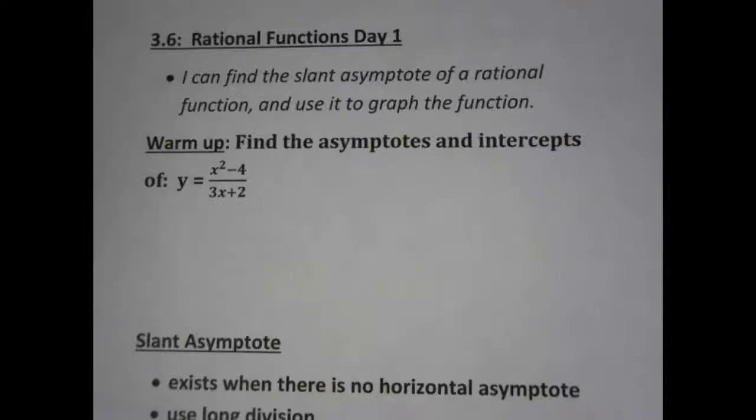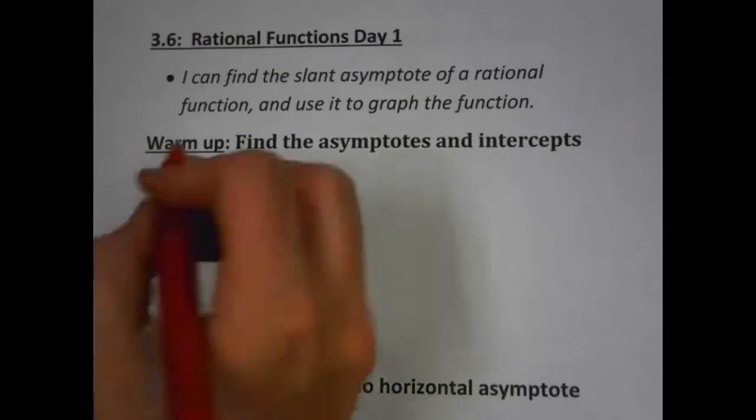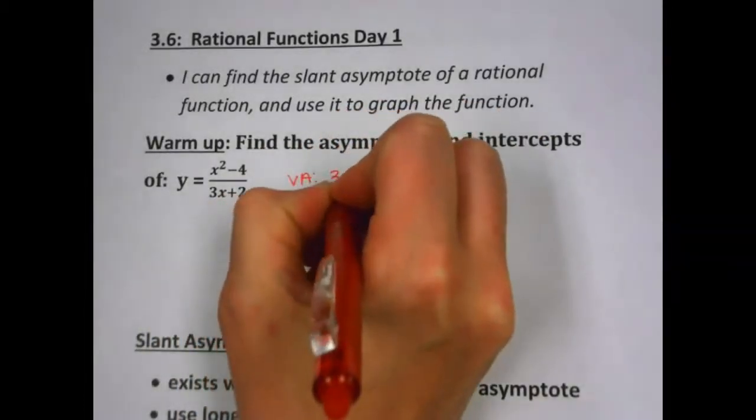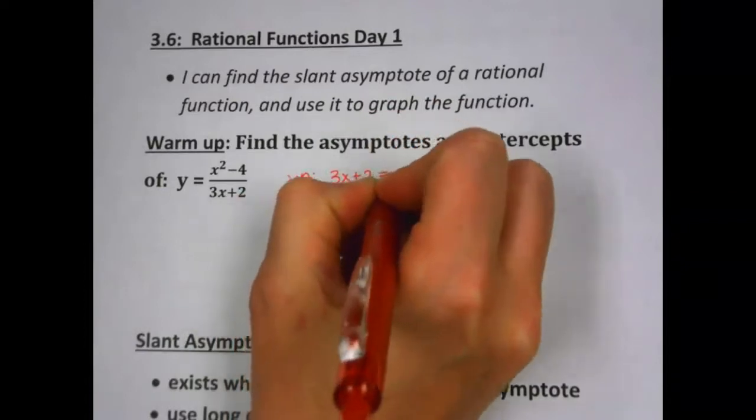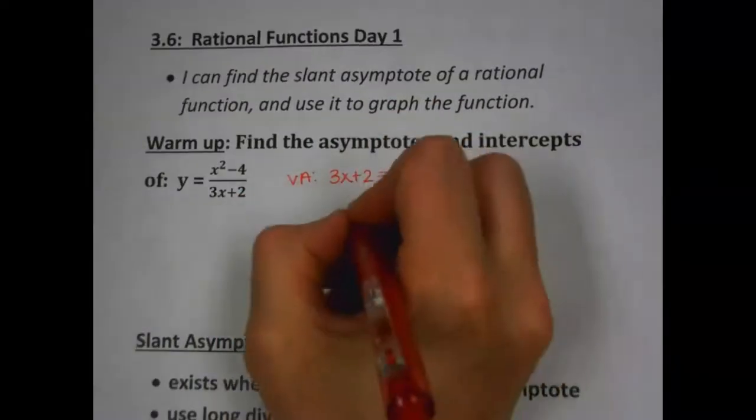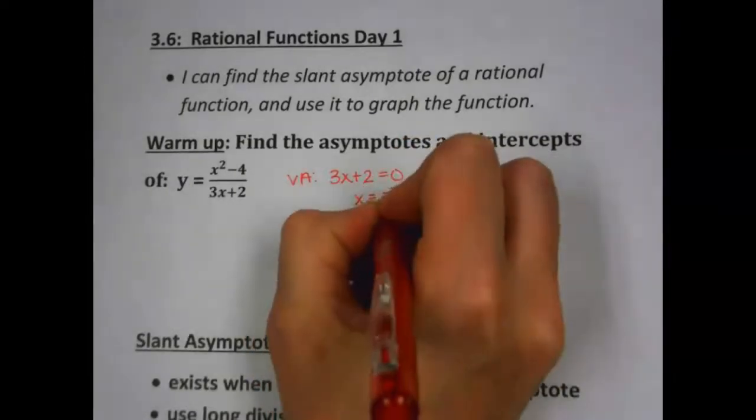This is 3.6 Rational Functions, Part 1. We're going to start with a warm-up from what we did in 3.5, finding the asymptotes and intercepts of a rational function. So we're going to start by finding the vertical asymptote here. Vertical asymptote we always find by taking the denominator and setting it equal to 0. So when I solve for x, I get x equals negative 2/3.